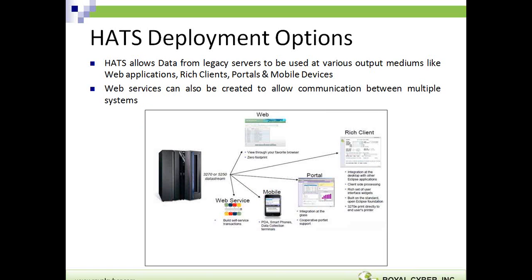So data from legacy servers like System i and System z can be used at various bases as demonstrated in this slide. Data once processed by HATS can be deployed for web applications, rich clients, portals, and mobile devices. You can also create web services to basically allow communication between multiple systems, and you can even integrate a third-party system into your modernized version.